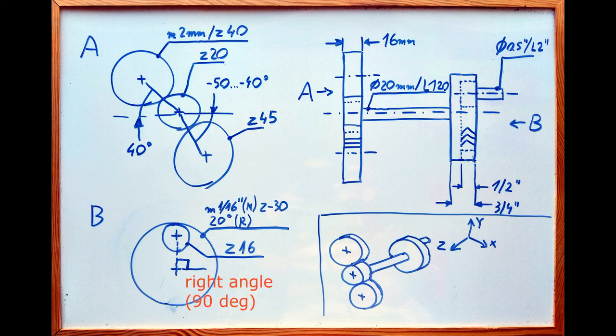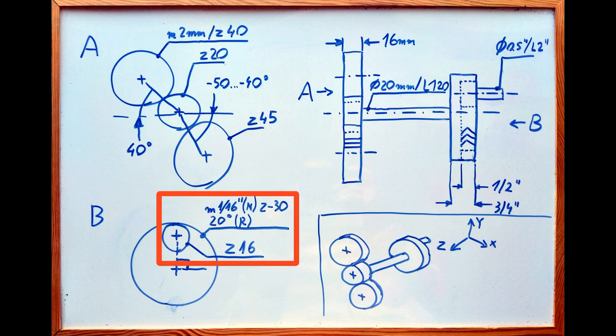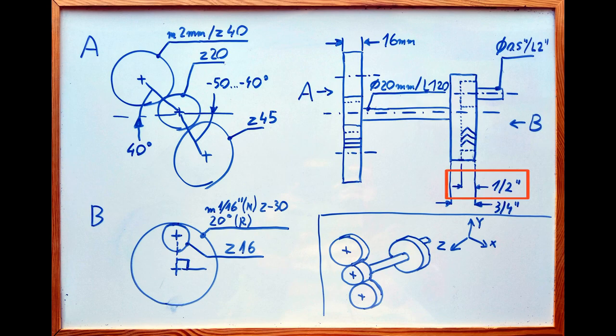The pinion needs to be an internal gear. Module as 1/16 of an inch, pinion teeth number 30, wheel 16. No profile shifting, 20 degree herringbone teeth in normal view and a half inch thickness.